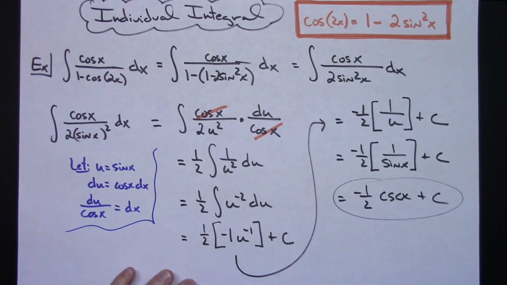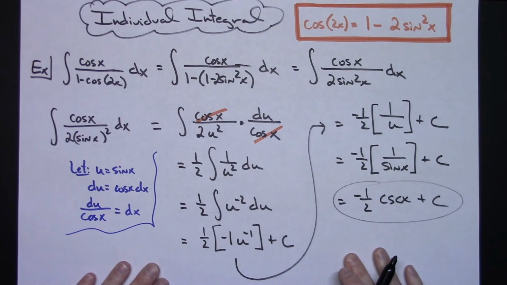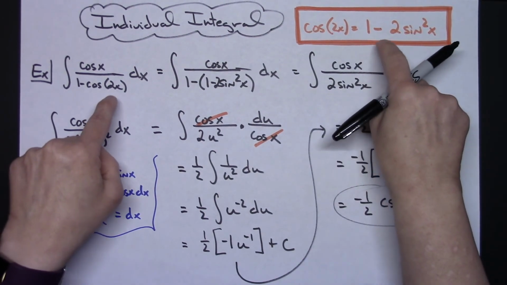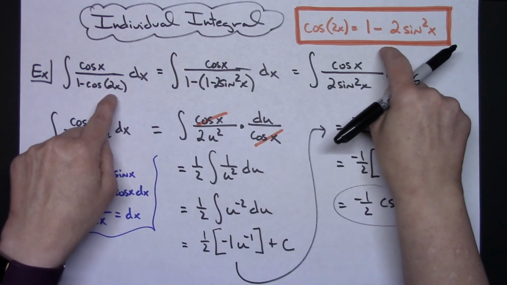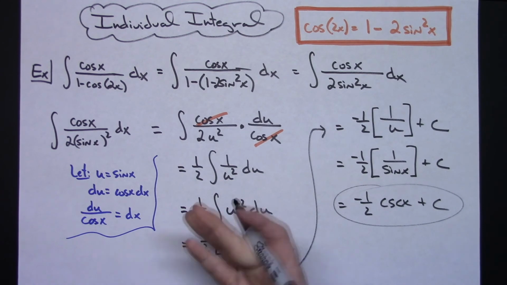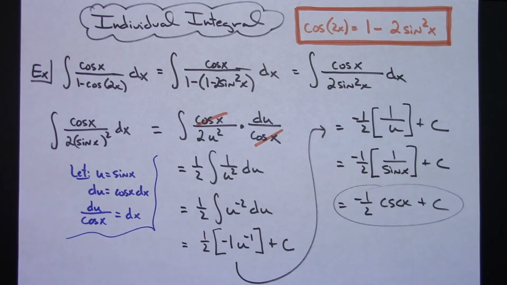In all honesty, this is probably about a Calc 1 level integral. Not that difficult once you get that original substitution there. Once you see that you're going to have to substitute a double angle formula, it's pretty much a straightforward u substitution integral.